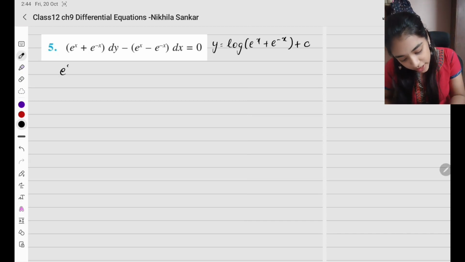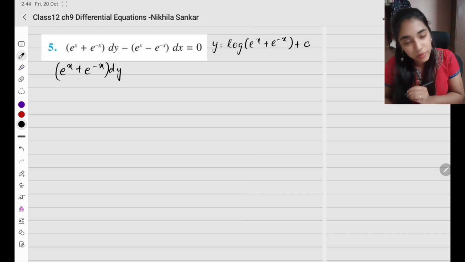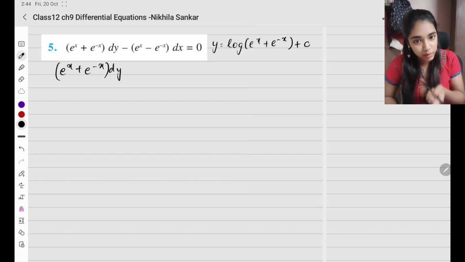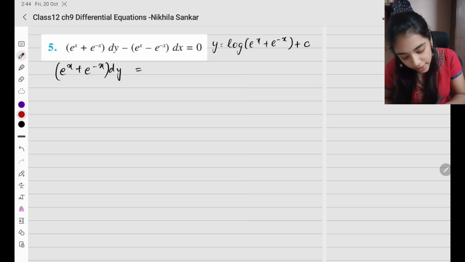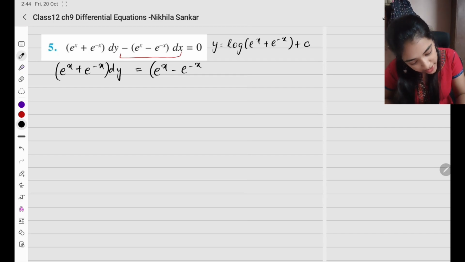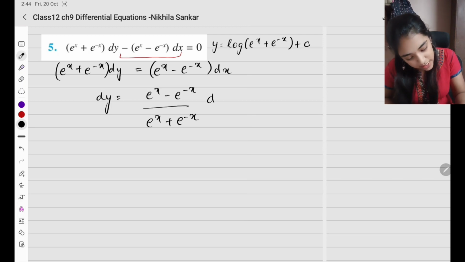So what am I going to do? e to the x plus e to the minus x times dy. Always put a bracket. In the question they have put the bracket so that you don't make a mistake. Now equals, I'm going to take this whole term to the other side, so the minus becomes a plus. I have e to the x minus e to the minus x bracket times dx. Now dy equals e to the x minus of e to the minus x divided by e to the x plus e to the minus x times dx.